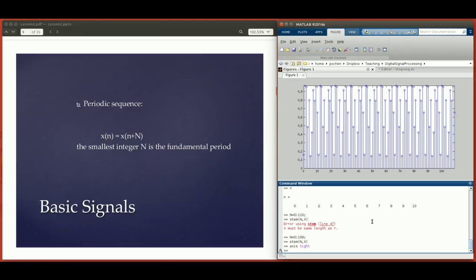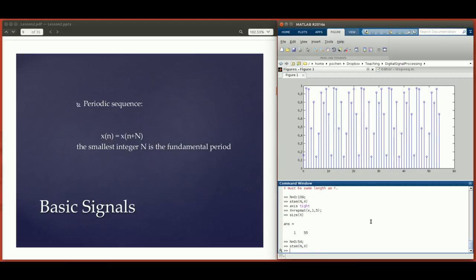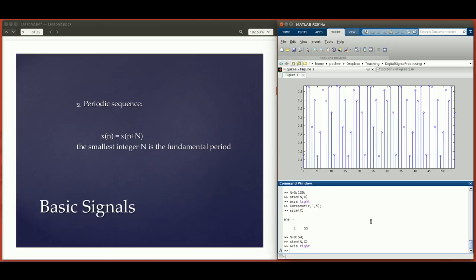If I repeat it just 5 times, for example, big X equals repmat, repeated 5 times, and big N goes from 0 to like 54, for example, and then stem. And this is called a periodic sequence.